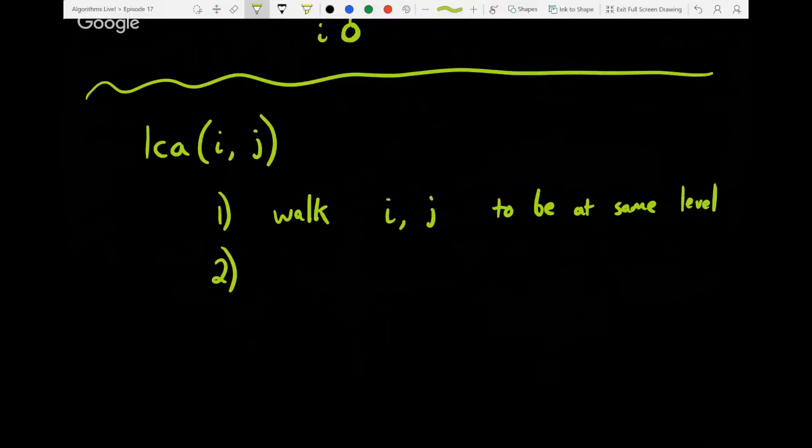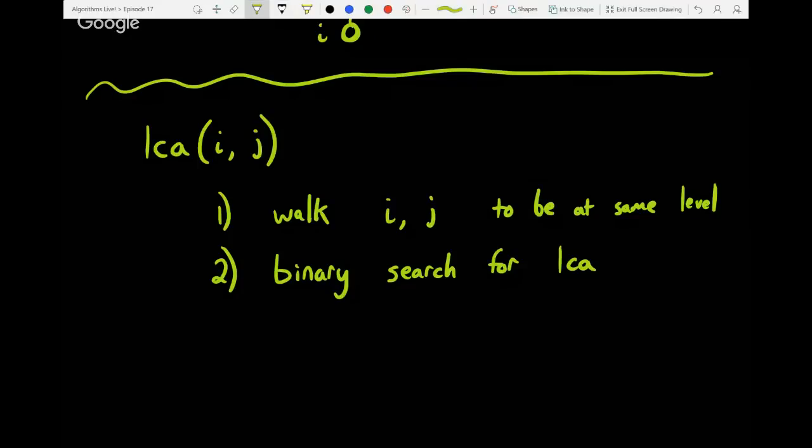All right. And then now they're at the same level, my strategy is actually going to be to binary search for the LCA. I'm going to talk about how to do this. I'm actually not going to code a raw binary search. I'm going to use the LCA table, how it's conveniently organized, to do my binary search.